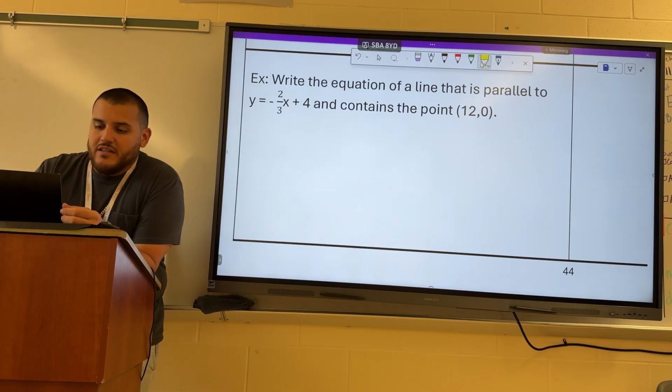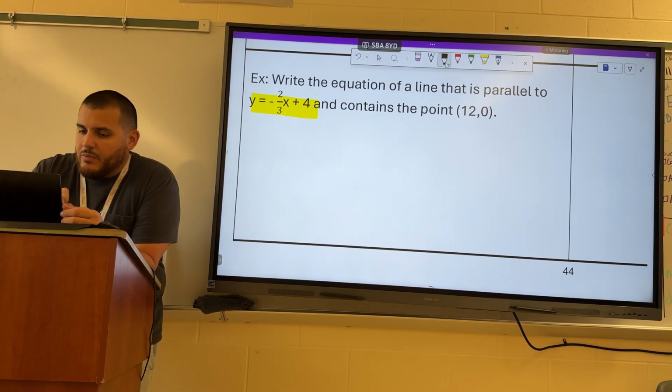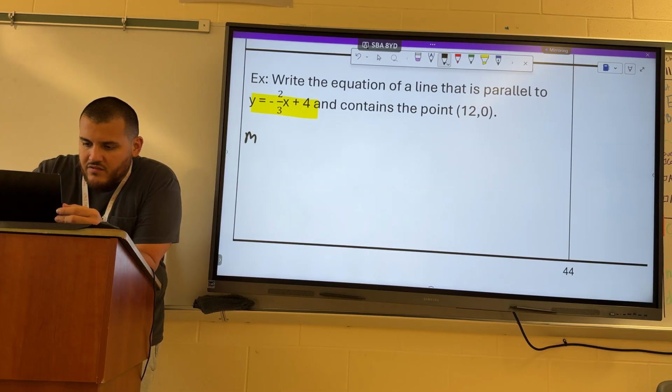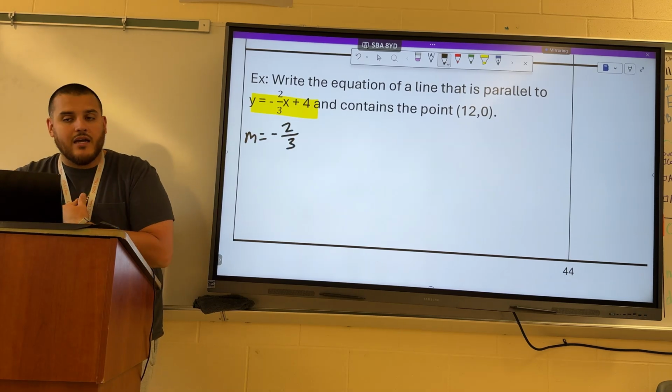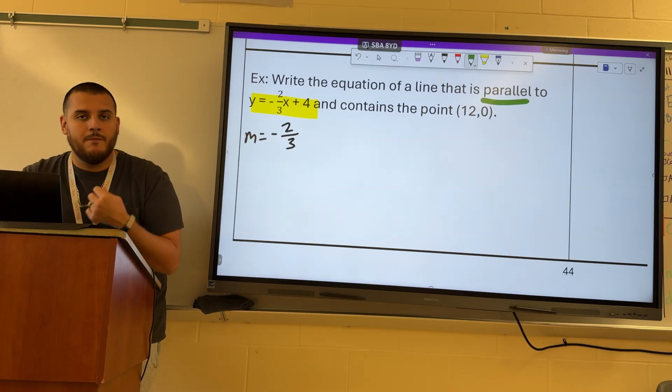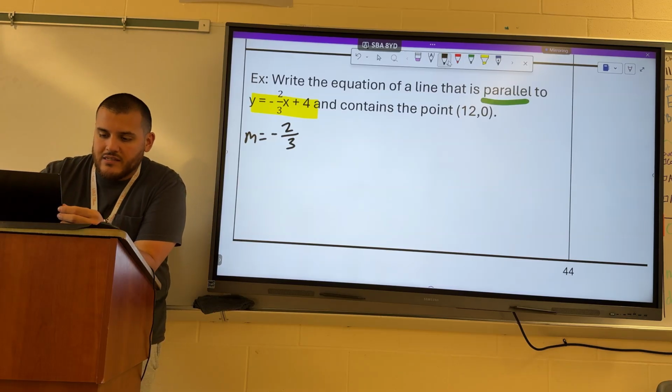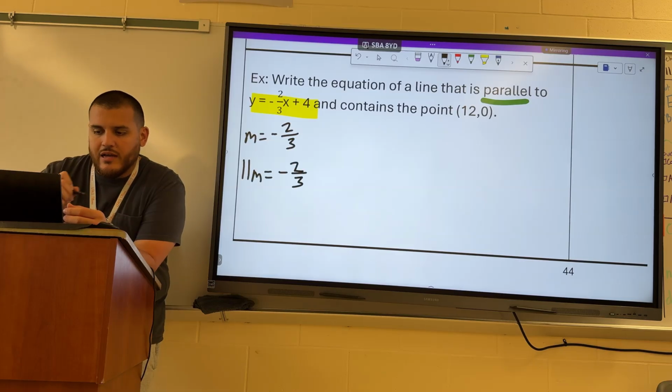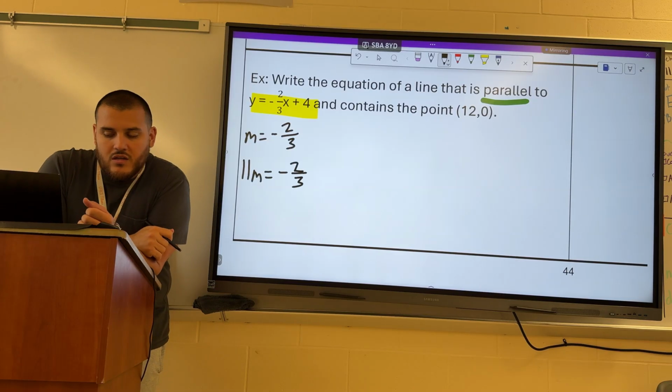We need to first identify the slope of the line that is parallel to ours, and that, again, is just the value in front of x. That's -2/3 for this line. Our line needs to be parallel to this one. We need to have memorized that parallel lines have the same slope. So a line parallel to this one will also have a slope of -2/3.